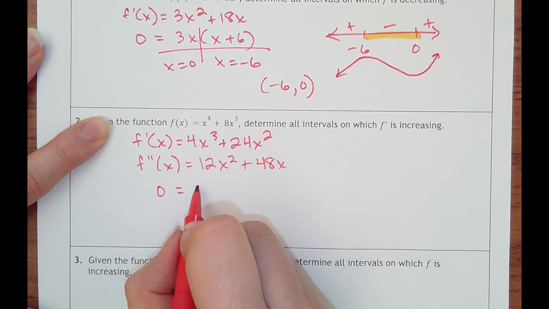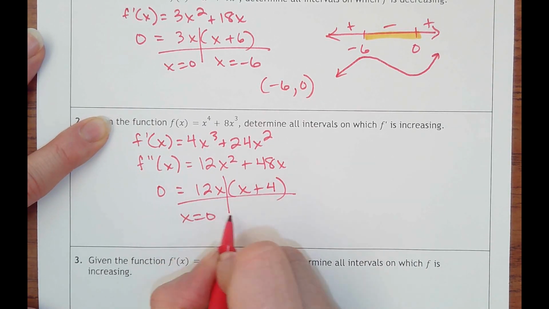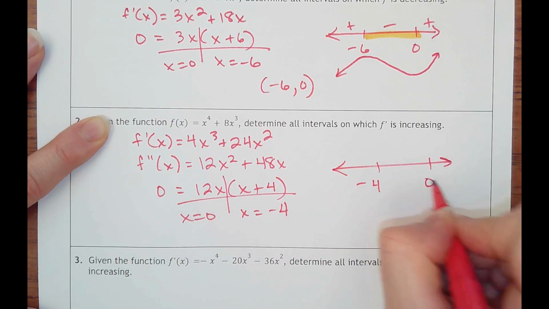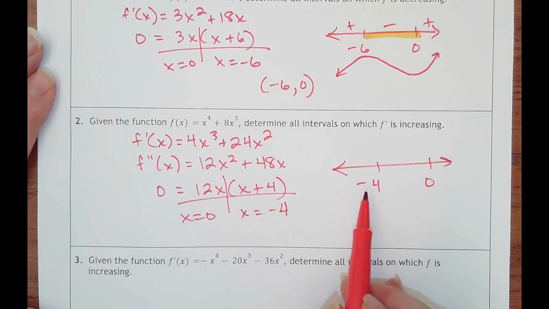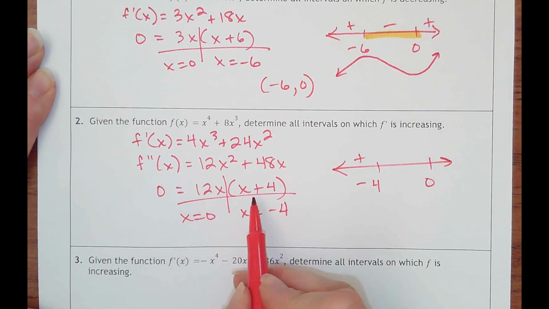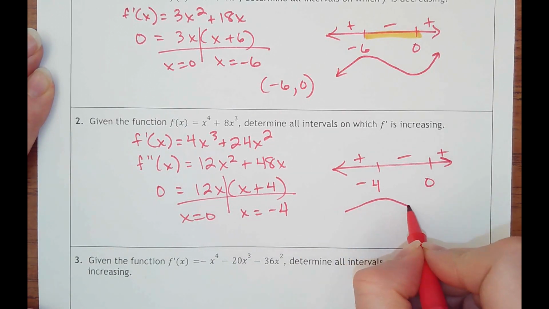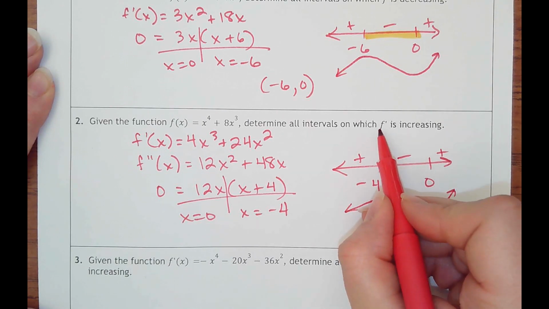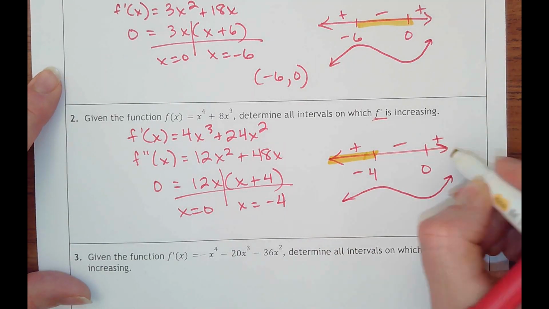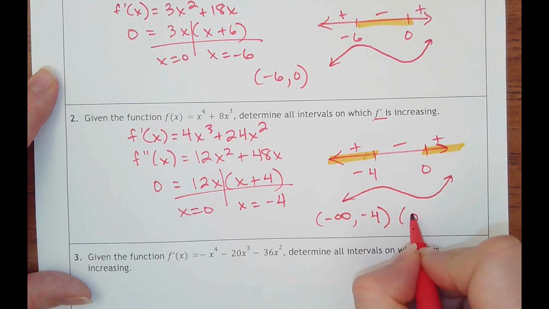Set it equal to 0. Take out 12x, that'll be times x plus 4. Critical points are at 0 and negative 4. Okay, we're going to do it just the same and plug it in here. So if I had negative 5, that'd be a negative times a negative, positive. If I had negative 1, that would be a negative times a positive, negative. And if I had 1, positive. So we're increasing, decreasing, increasing. This told us about the f prime. So it wants to know, where is it increasing? Here and here. So this would be negative infinity to negative 4 and 0 to infinity.